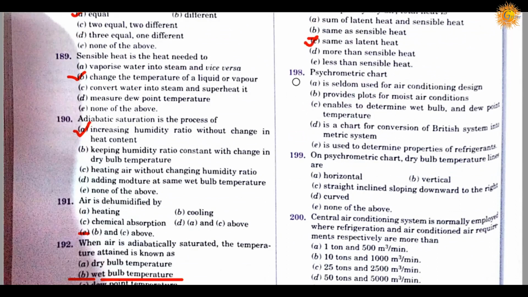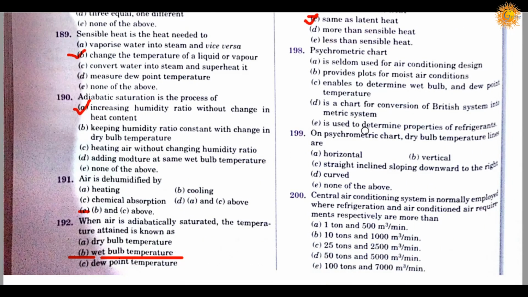Question number 198. Psychrometric chart. Option A is a shell term used for air conditioning design. Option B, provides plots of moist air conditions. Option C enables to determine wet bulb and dew point temperature. Option D is a chart of conversion of a system into a metric system. Option E is used to determine properties of refrigerant. Correct answer is B. Provides plot of moist air conditions.